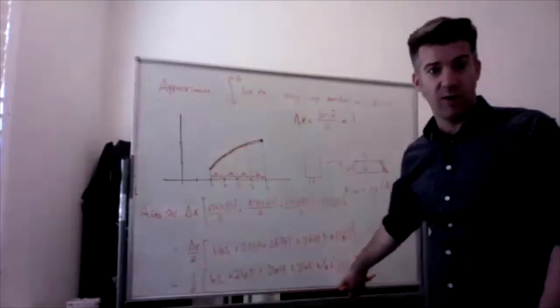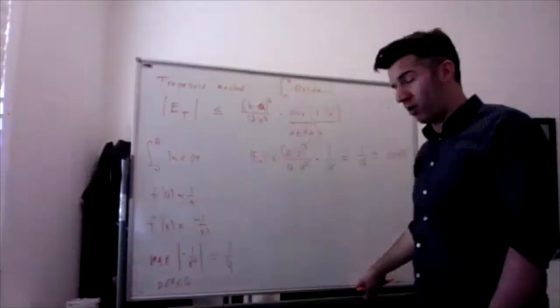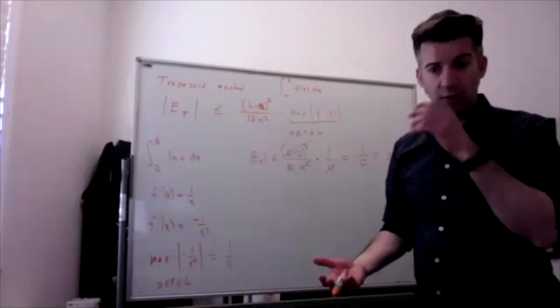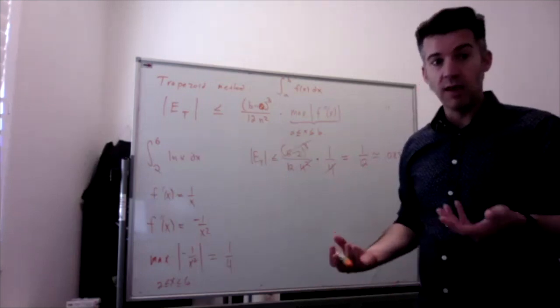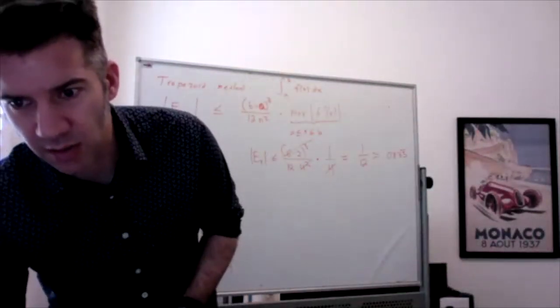I erased what our answer was, but our error was actually 0.02. So all this formula gives you is an upper bound on how large your error could be having used whatever number of trapezoids you used. Is there anything else I want to say about that?